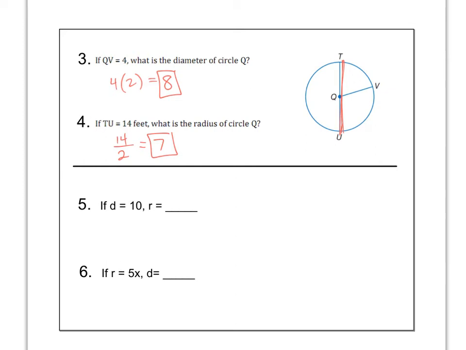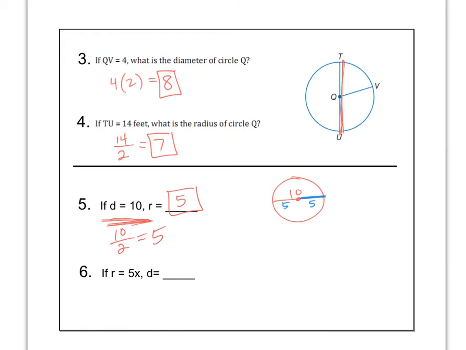Number 5, what if you have a diameter that's 10? What will the radius be? So think, what if your diameter all the way across the circle is 10? What's the radius? Divide it by 2. It should be 5. Because remember, a radius is going to be this part and this part. That blue part is a radius.